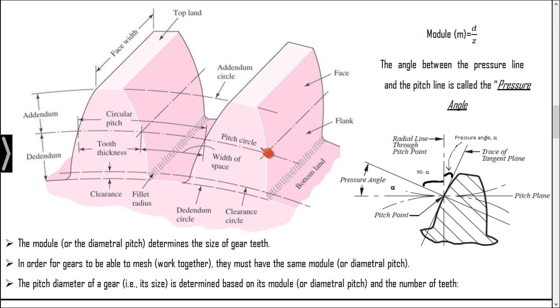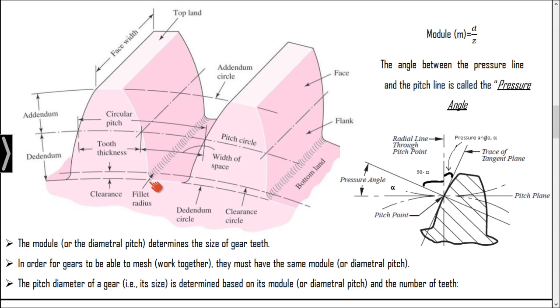Basically, the pitch circle is an imaginary circle. You cannot find that in the gear. And we have the top surface. This is called the top land. So the distance from the pitch circle to the top land is called the addendum, and the distance below that is called the dedendum. So the circle passing through the addendum is called the addendum circle, and the circle which passes through the dedendum is called the dedendum circle.